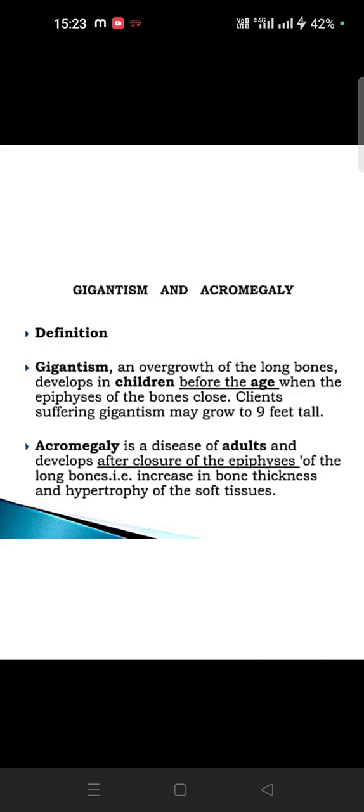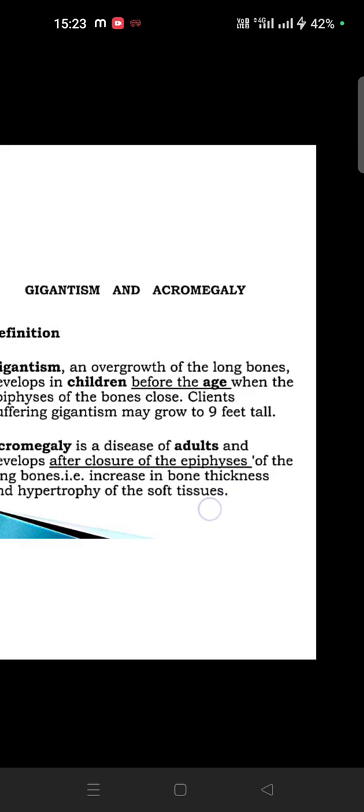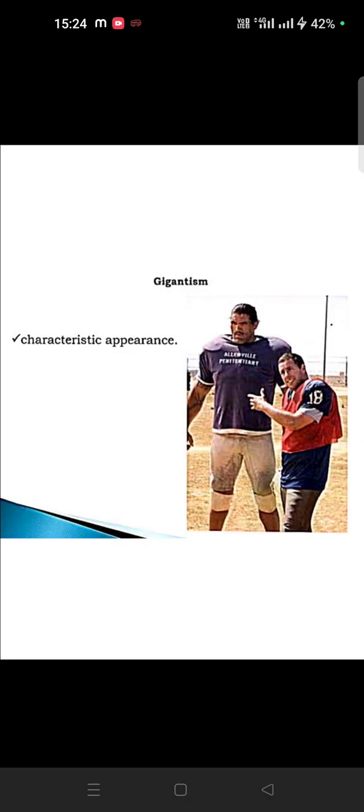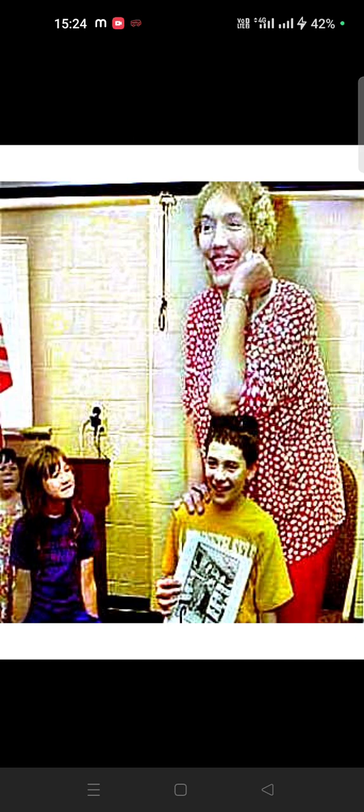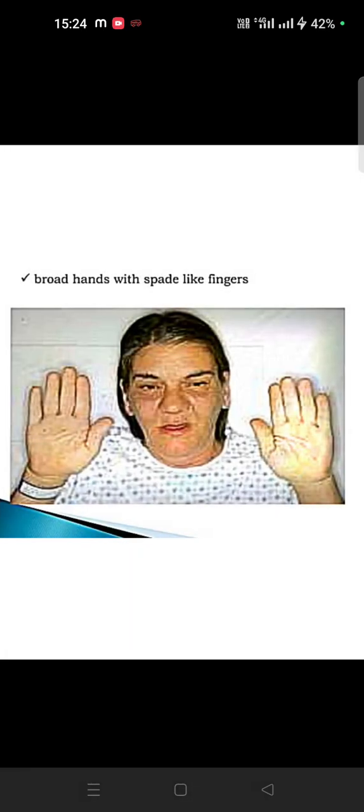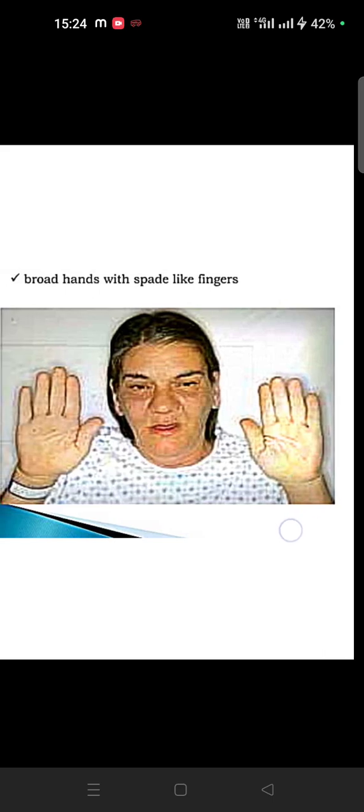Acromegaly is when, in adults, it develops after closure of the epiphyses of the long bones. It increases bone thickness, and hypertrophy of the soft tissue will be there. The main etiology is GH secretion by the anterior pituitary gland. This is gigantism, you can see. Then acromegaly: you can see the large forehead, then broad hands with spade-like fingers.